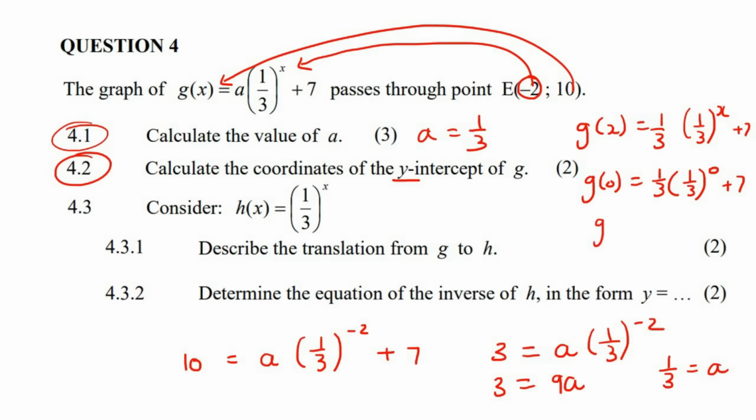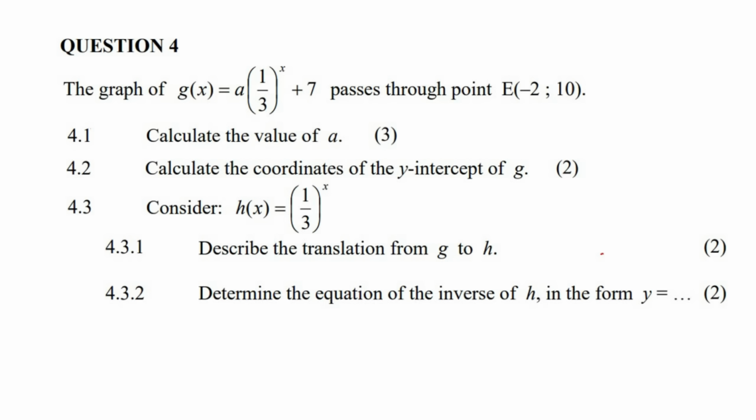If you work that out, you end up with a fraction of 22 over 3. Now don't just stop there. They said find the coordinates of the y-intercept, so you'll say the coordinates will be x is 0 and y is 22 over 3.